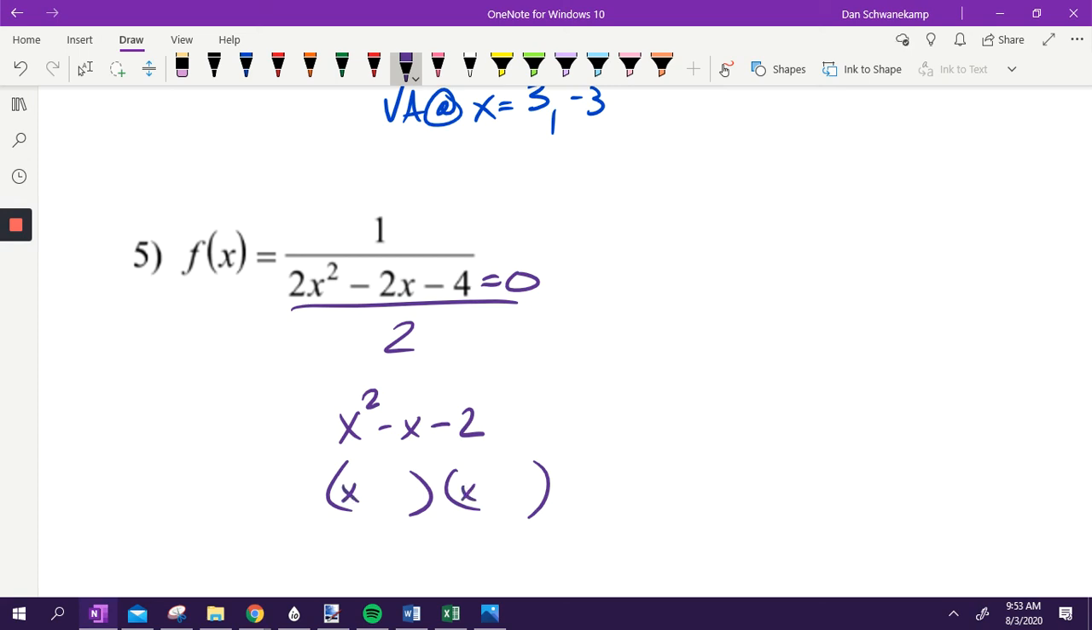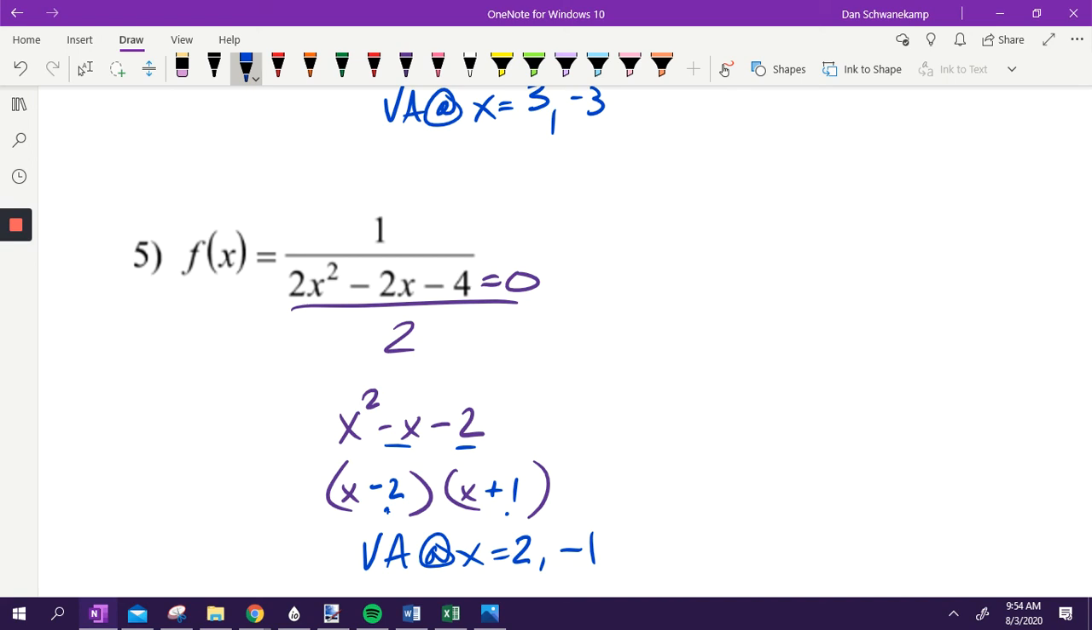I need 2 things that multiply together to get me -2. And they have to add to get me -1. -2 and +1. Let's just double check. -2 times 1. Yep, that gets me -2. -2 plus 1. Yep, that gets me -1. I'm good to go. So I have a vertical asymptote at x is equal to 2 and -1.